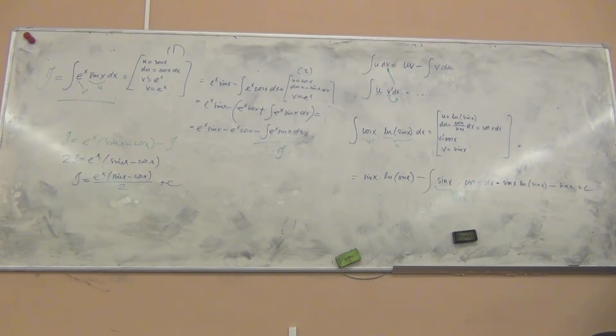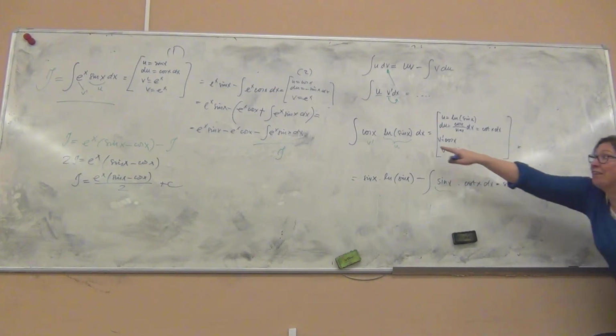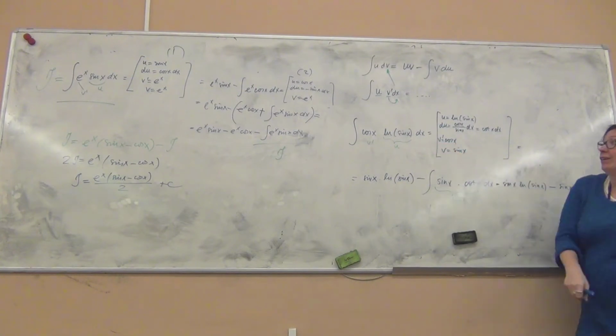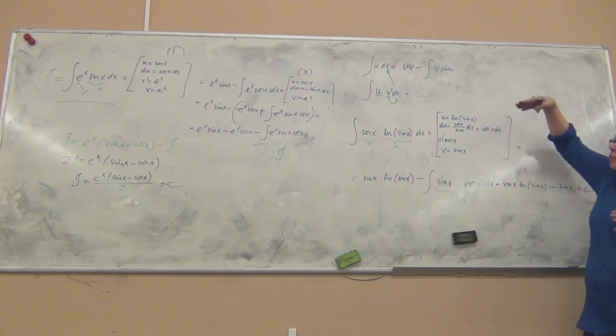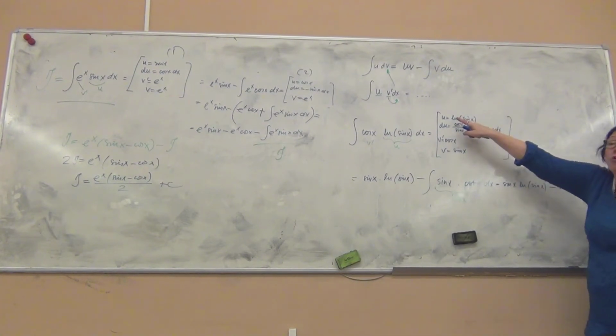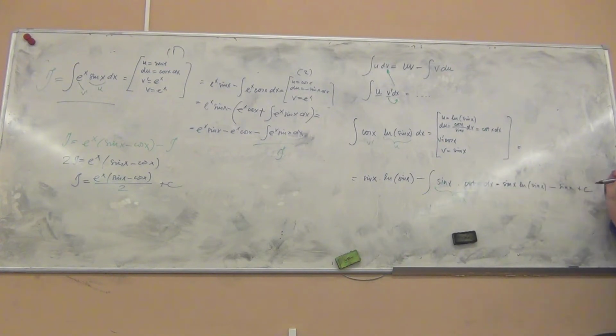Even though it's number 19 and looks horrible at the beginning when you look at this, if you set up things correctly, if you take your inventory and if you remember that ln can only be the u function, okay? Everything else works out very nicely.